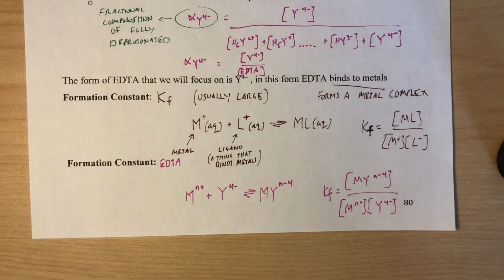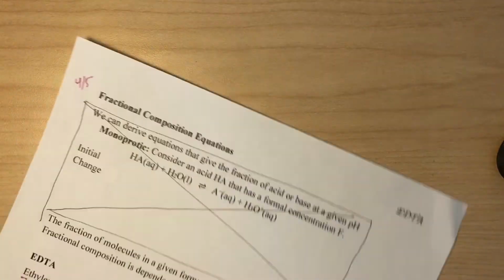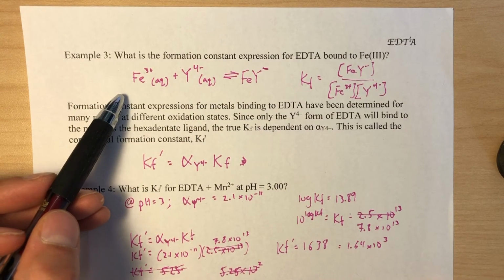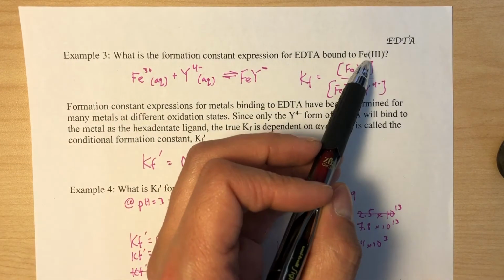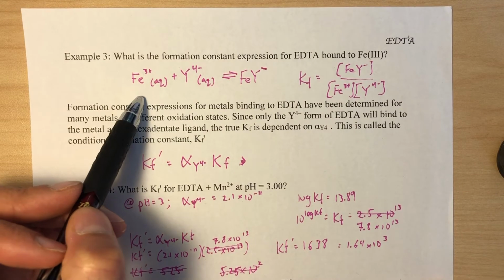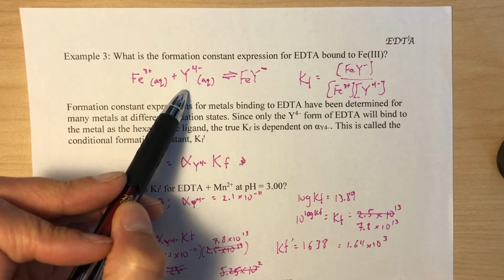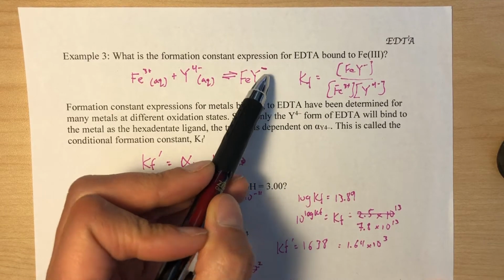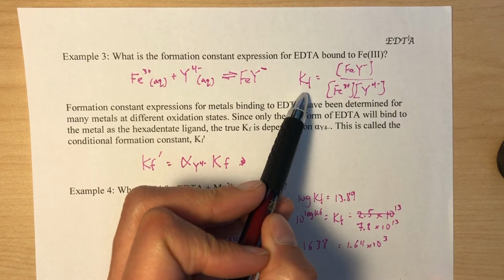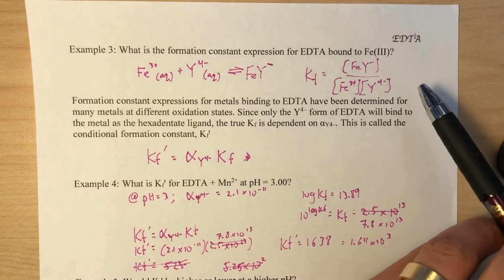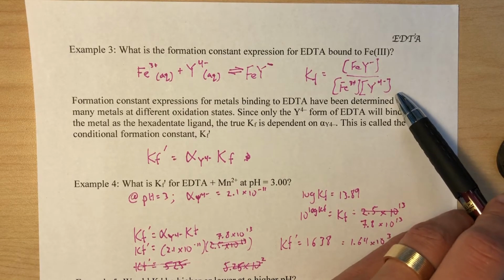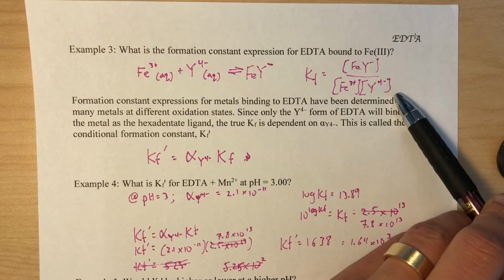So let's use a simple example to show how these are used. So example 3, what is the formation constant expression for EDTA bound to metal iron in the +3 oxidation state? So iron 3 reacts with EDTA, Y4-, to form iron EDTA with a -1 charge. The Kf value that's associated with this reaction is again products over reactants, so we get iron EDTA complex with a -1 charge in the numerator, and the iron ion multiplied by the EDTA ion in the denominator.